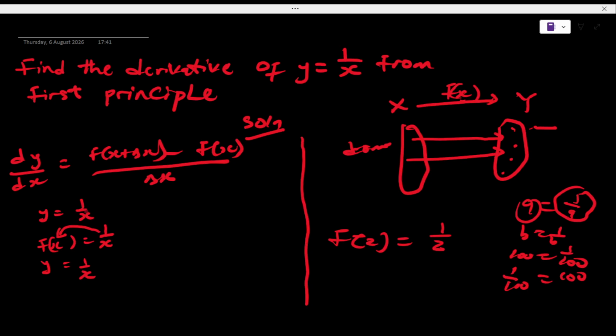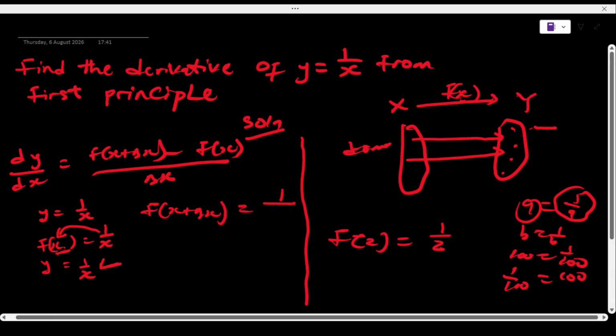So what this question implies is that this 1 over x is the inverse of x. That means whatever you input here is the inverse of that input. Whether it is f of x plus change in x, it will change to 1 over x plus change in x. If it is f of x, it is 1 over x.